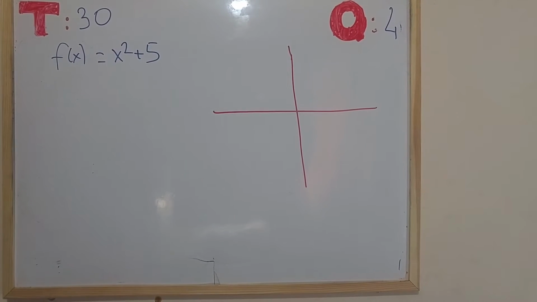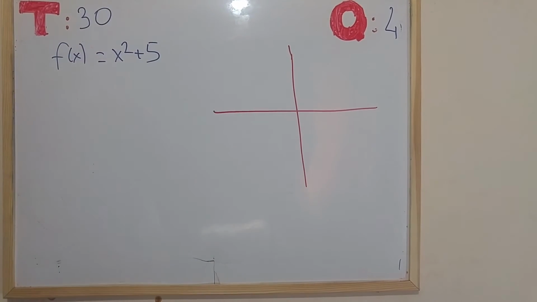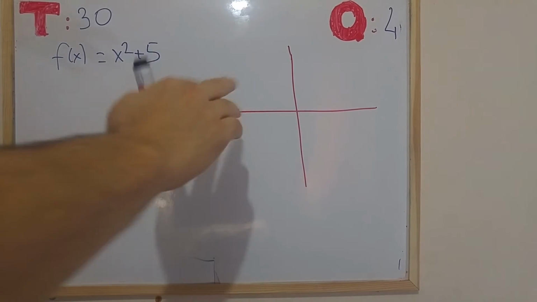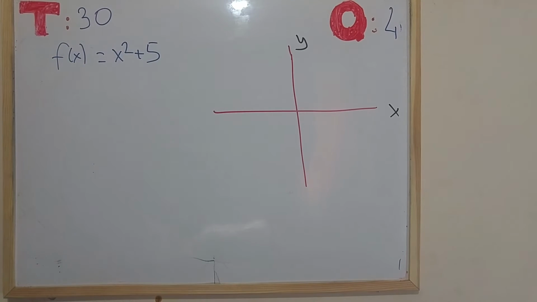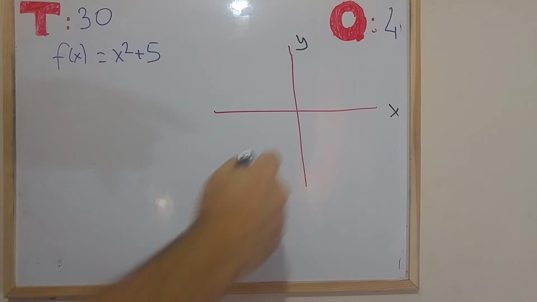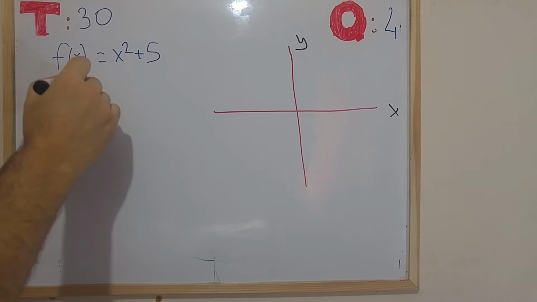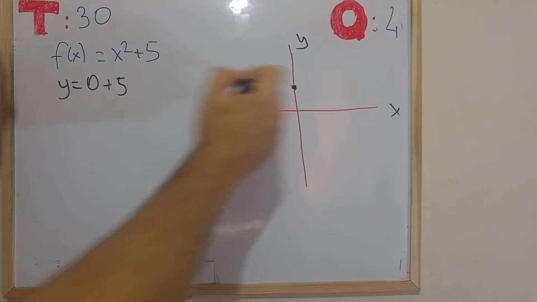Let's find the point where this graph cuts the axis first. Let's find where it cuts the y-axis, and then we're going to find where it cuts the x-axis. In order to find where it cuts the y-axis, we need to give x as 0, because throughout the y-axis, x is equal to 0. So let's do it. Y is going to be equal to, when x is equal to 0, 0 plus 5. So it's going to cut it at this point.